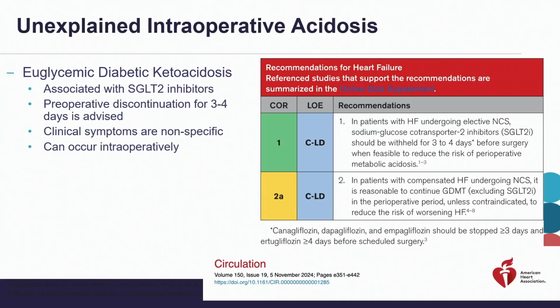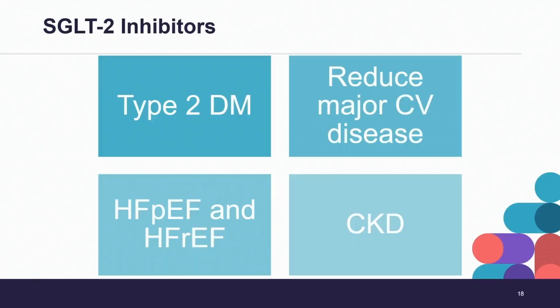Some patients don't get that memo and they have their acute event and haven't stopped it. And so those are the ones who are going to be most high risk for having this DKA intraop. You're obviously not going to pick it up on finger stick because, as it says, they are euglycemic. Their clinical symptoms are very vague, and it can absolutely happen in the OR as you start to recognize an acidosis based on lab values.